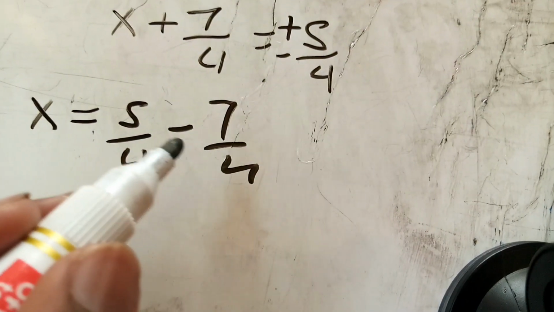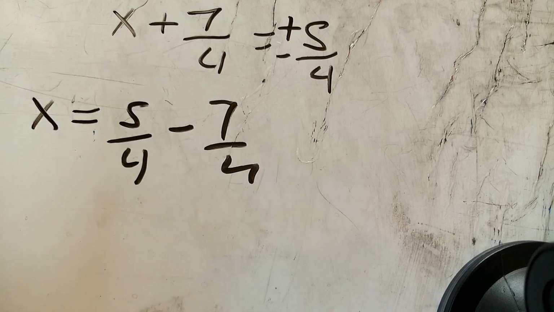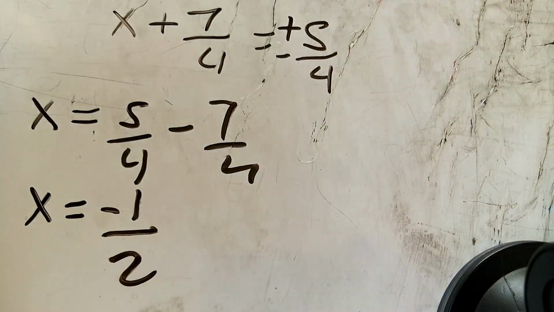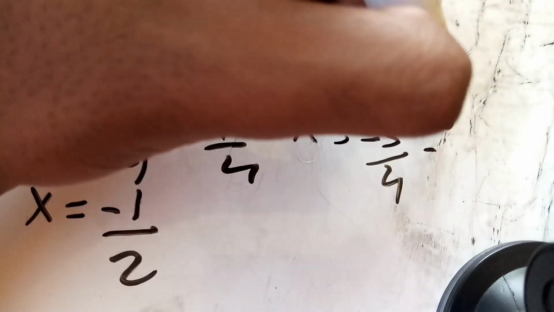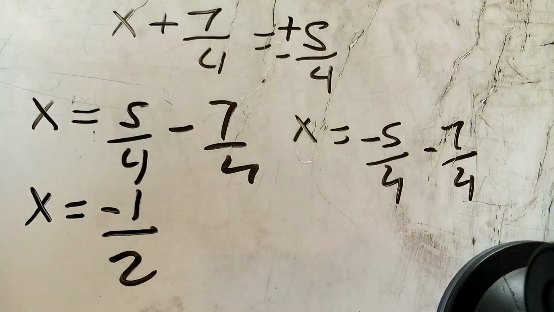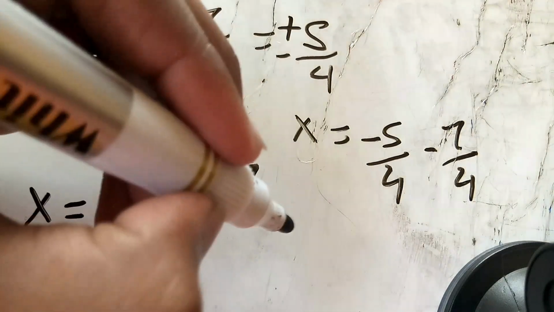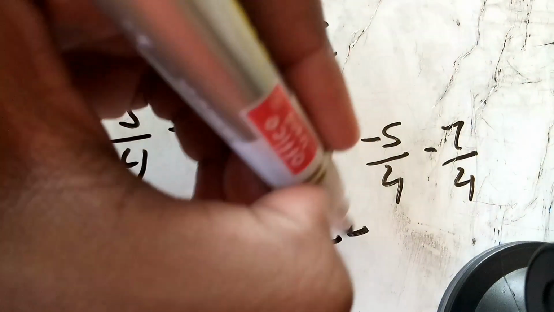So the denominators are the same. 5 minus 7 is negative 2. So it will be negative 2 over 4, which is just negative 1 over 2. And then on the other side, x is equal to negative 5/4 minus 7/4. Negative 5 minus 7 is going to give you negative 12. So it will be negative 12 over 4, which is simply x is equal to negative 3.